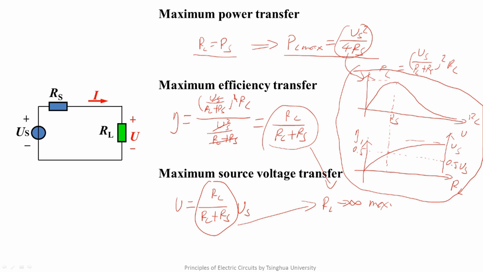The efficiency is only 0.5 for the maximum power transfer. If you want to get the maximum voltage or maximum efficiency, it needs that the load resistance tends to be infinite. But it is an unrealistic requirement in practical application because the power of the load is 0 at that time.